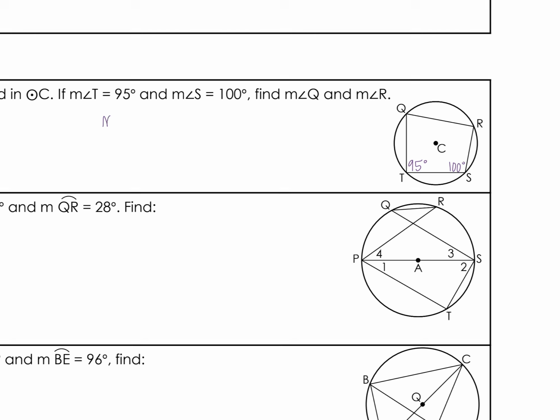To find the measure of angle Q, remember your opposite angles are supplementary, so I'm going to subtract the opposite angle of 100 from 180, and I'm left with 80 for the measure of angle Q. Then we're going to apply that same concept to finding the measure of angle R. I'm going to take 180 minus its opposite angle, that 95, and you're going to be left with 85 degrees.